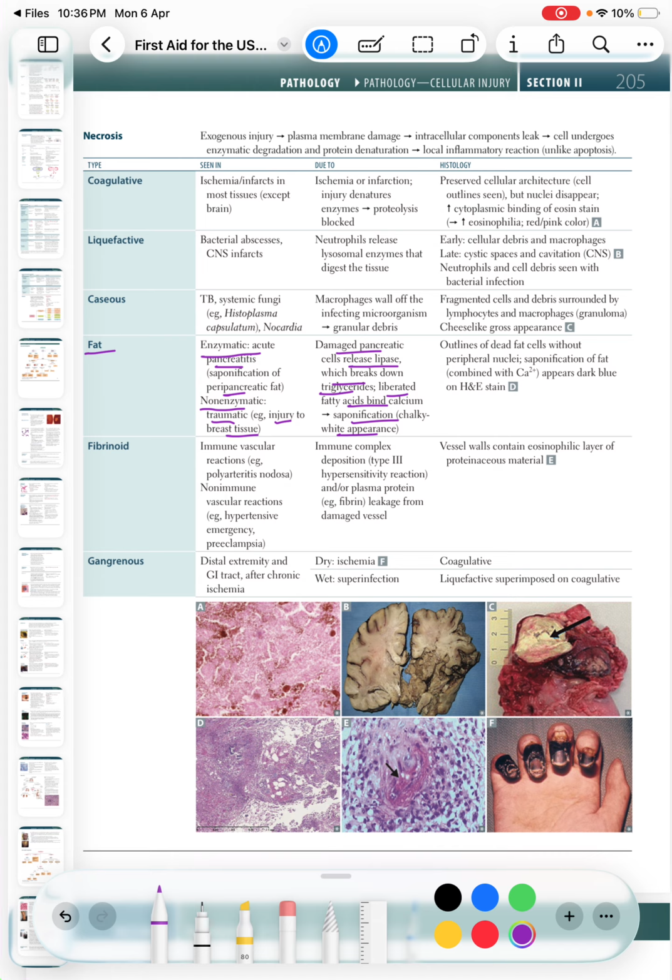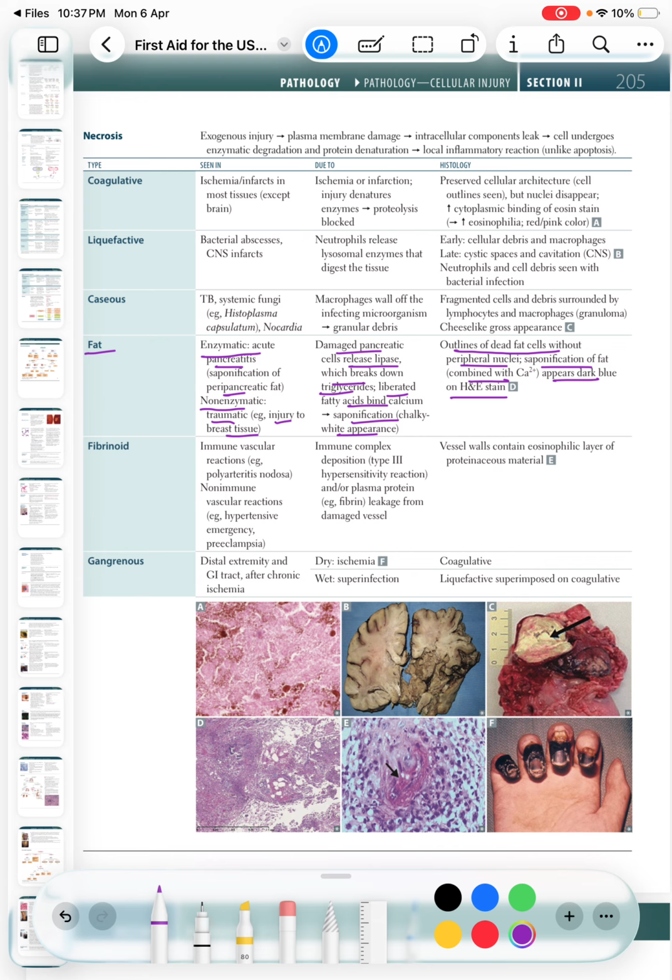Okay, now what is the histology of fat necrosis? It is outlined by dead fat cells without peripheral nuclei, and saponification of the fat occurs, which is combined with calcium, and it appears dark blue on H and E stain.